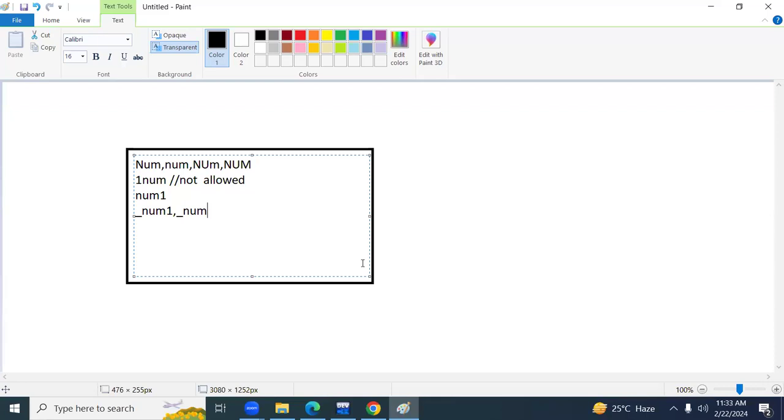Then next, this is allowed, but I just want to tell you. Remember, the next rule: you cannot write symbols in between. Suppose I'm writing like this, or like this, any symbol or hash symbol. So in between the name of the identifier, symbols should not be written.